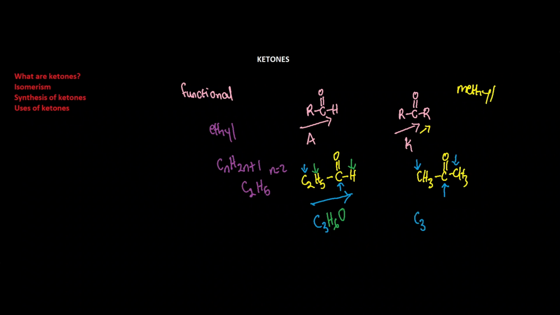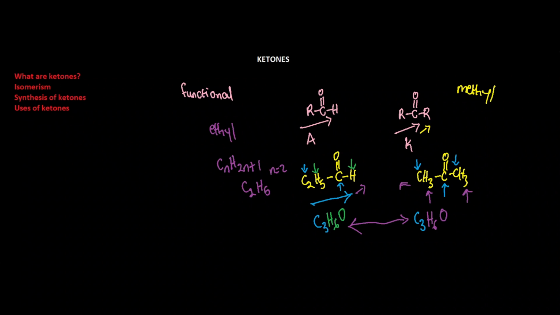Now coming to the ketone, we have 1 carbon atom here, another carbon atom here, and another carbon atom here. So we have 3 carbon atoms in total. Now we have 3 hydrogen atoms here, 3 hydrogen atoms here, meaning that we have 6 hydrogen atoms in total, and of course we have the oxygen atom. Now notice that these two molecular formulas are identical. So it means that this aldehyde and this ketone satisfy the condition for isomerism, and the particular isomerism that they exhibit is functional isomerism. So ketones exhibit functional isomerism with aldehydes.